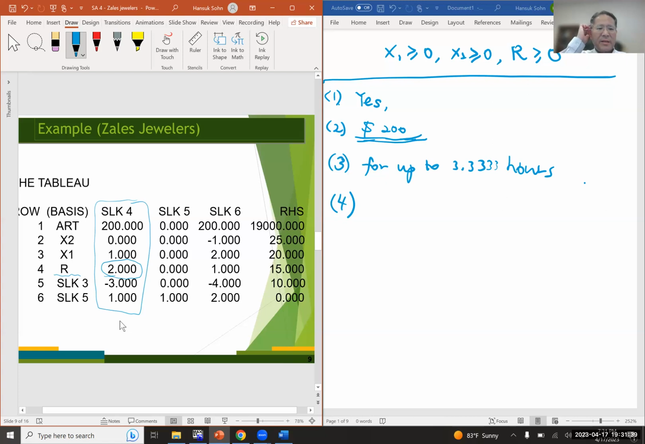So what does it mean? As slack 4 increases, the basic variable in this row, which is r, the number of rubies purchased, right? Would substitute for 2 rubies. Make sense? So the answer is decrease. Okay.